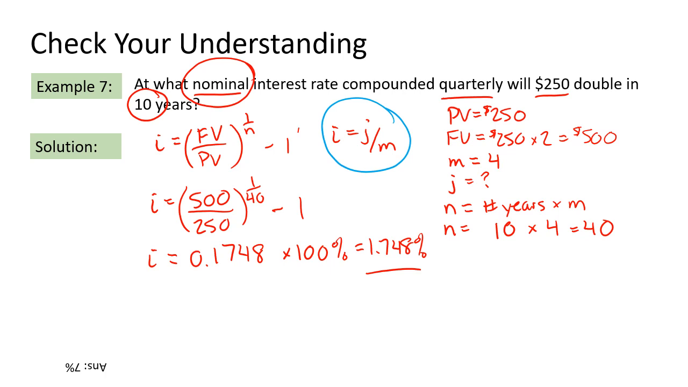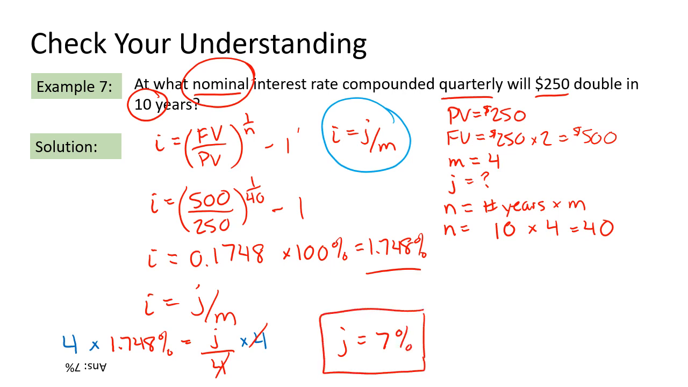So I'm going to look at this formula. I is equal to J divided by M. And we know that I is 1.748%. That's equal to J divided by 4, the number of compounding periods. So now we just need to solve for J. So how do we do that? Right? Well, we've got this 4 in the denominator on the right side, and we need to get rid of it. To do that, we multiply both sides by 4, because then we have 4 divided by 4, which cancels. And we're left with J is equal to 1.748 times 4, which gives us 7%.